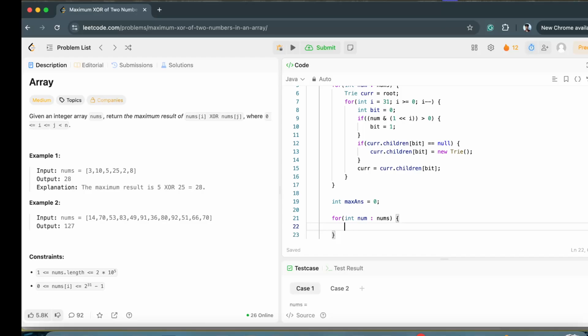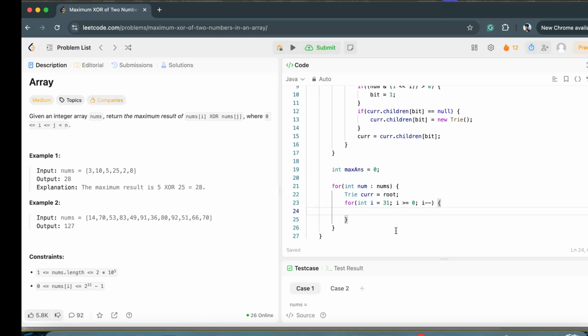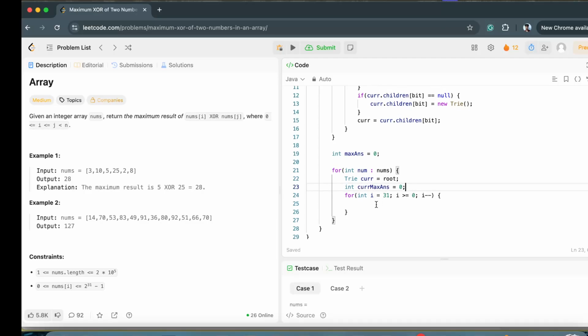So again here, let me create the traversal from this trie only. Current should start pointing to the root. Again the same thing I'm doing here: int i equals 31, i greater than or equal to 0, i minus minus. At this point, let's define current max answer as well, which is 0. Here itself I'm building the answer.